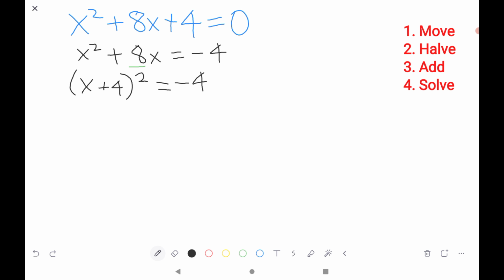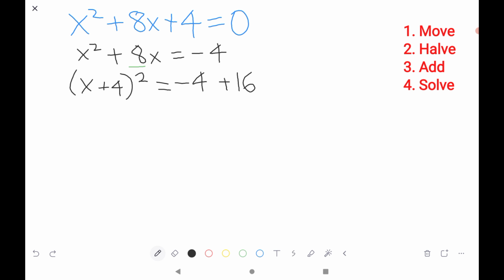And we can move on to step 3, which is add. So now we want to add to this equation on the right-hand side 4 squared. So 4 squared is 16, so I can just go ahead and write plus 16 to complete this third step, which is add.